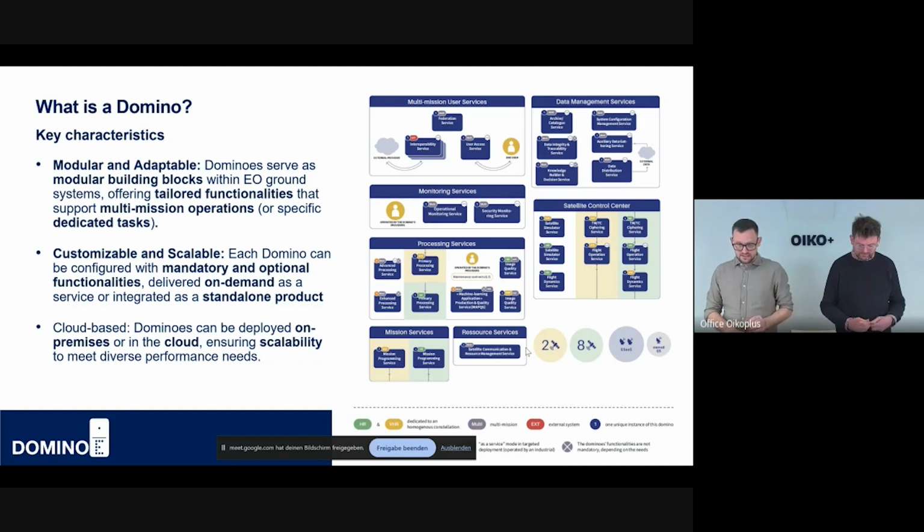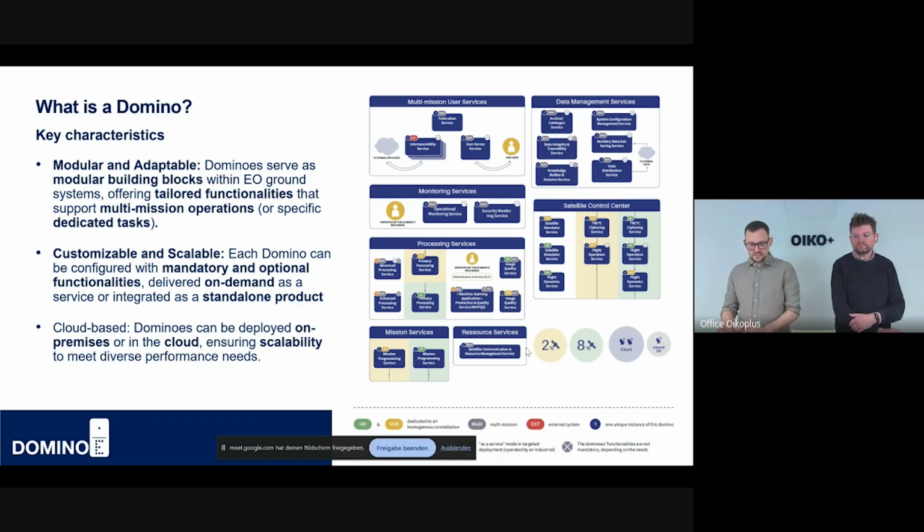Dominoes are also customizable and scalable, meaning that they can include mandatory core functions along with optional extensions that are based on specific missions and customer needs. They can be delivered either as a standalone product, but also as a service, and that depends very much on the deployment model that is applied. And finally, dominoes are cloud native. So they can be deployed both on premises or in a public or hybrid cloud environment, which makes them highly scalable, but also performance flexible.